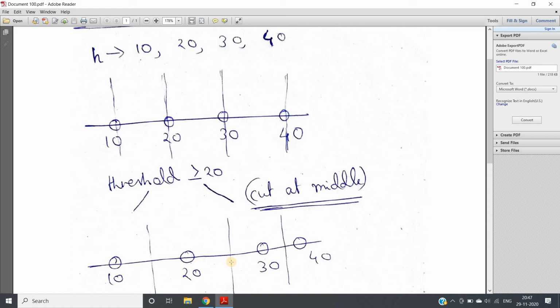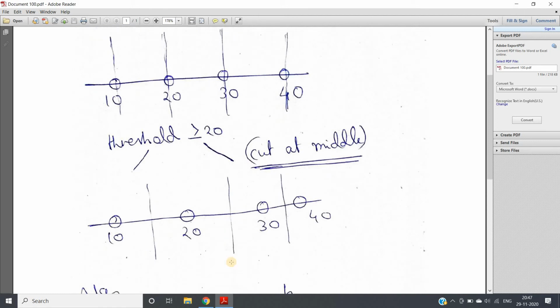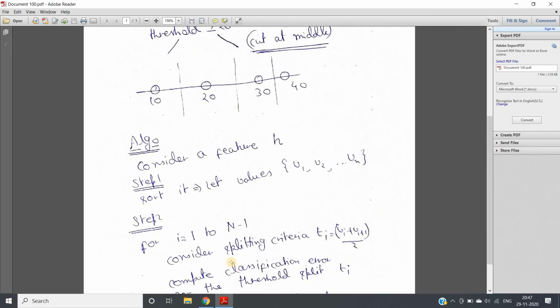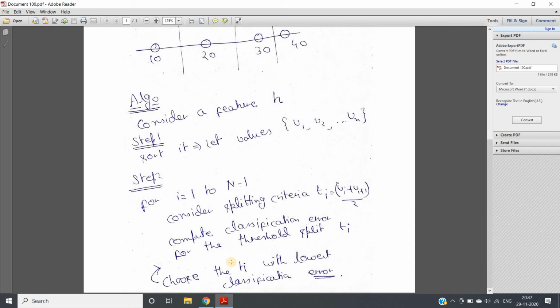Now like this I have to check all the other features. For the feature and the threshold for which I get the minimum error, that I will choose as the splitting criteria for that particular stage of the decision tree, right? As simple as that. So what is the algorithm from a coding point of view? If I say a proper algorithm, so that we can code it.